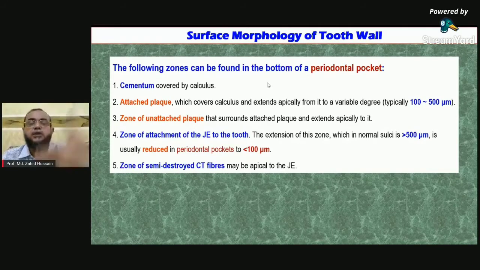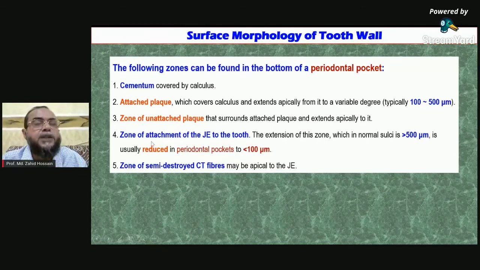If we just look histologically at the pocket: cementum covered by calculus is the topmost layer. Attached plaque is the second layer, 100 to 500 micrometers in width. Then there is the zone of annulus plaque, usually attached plaque that extends apically. After the attached plaque, you will find annulus plaque.